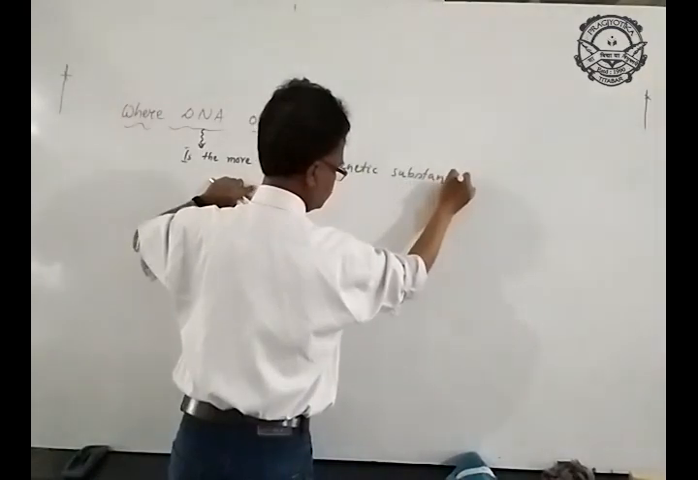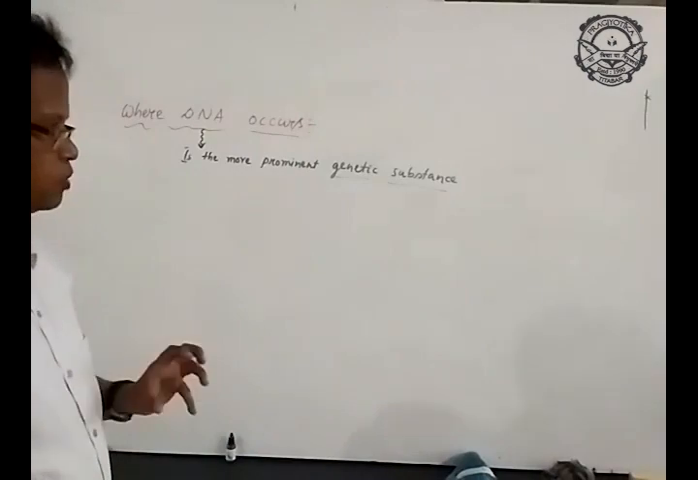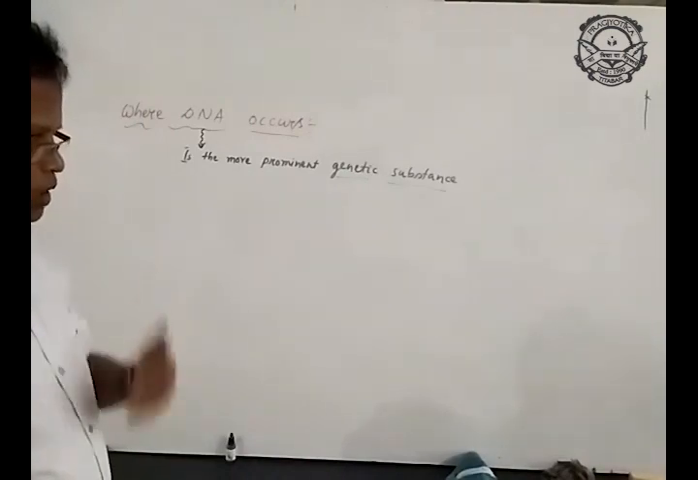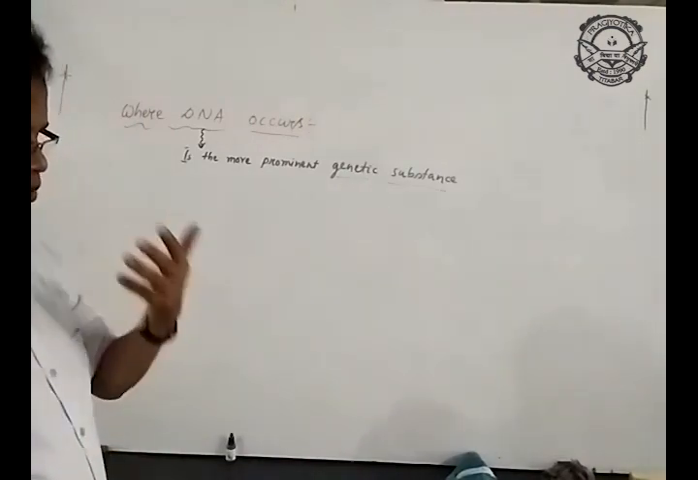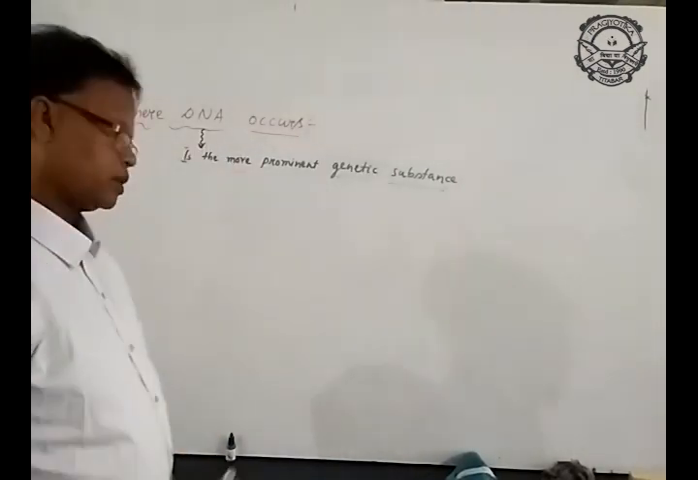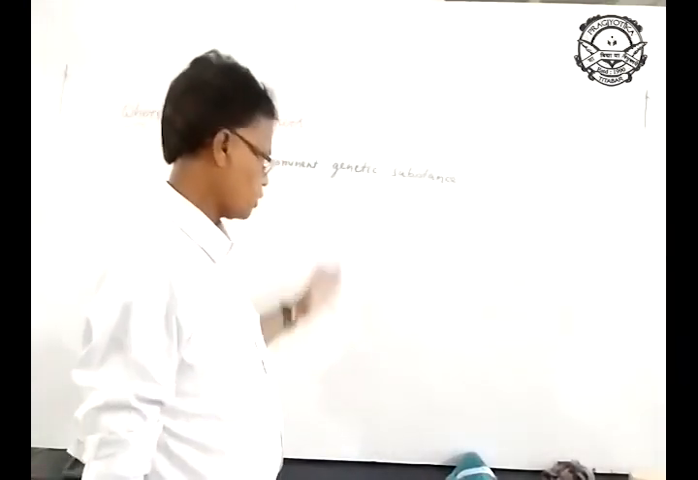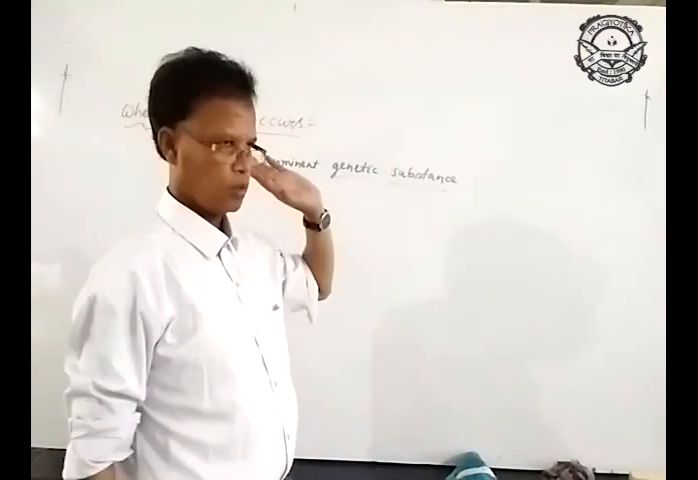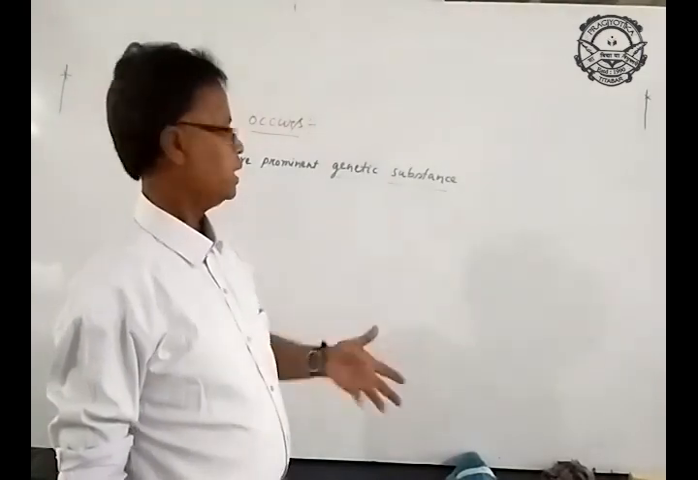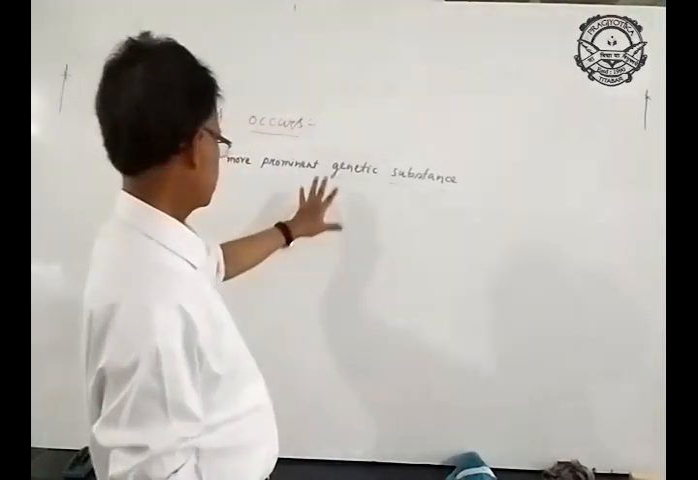My term is genetic substance, but genetic material is a substance, a biomolecule, which passes from one generation to the next, from the parental generation to the subsequent daughter generations, carrying the parental characters. They are responsible for transmission of parental traits from one generation to the next generation. Any material that performs this function is called a genetic substance.